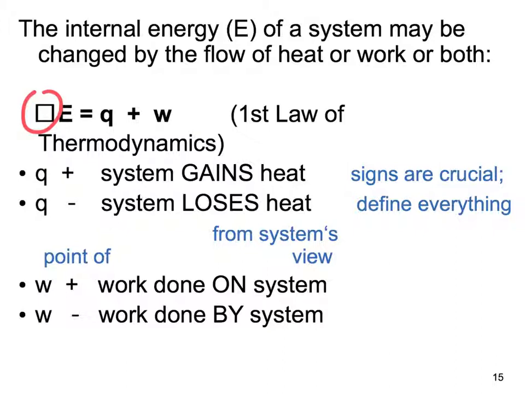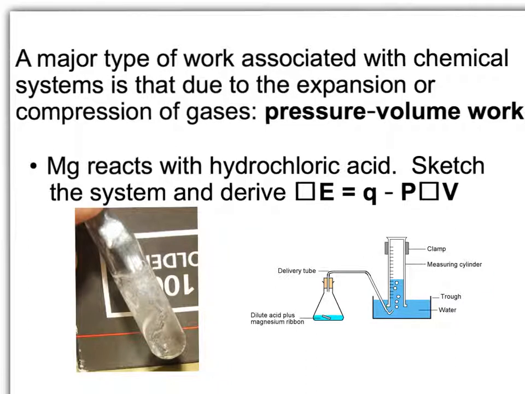If work is positive, then work is done on the system. If work is negative, then work is done by the system. A big area of study when it comes to looking at work associated with chemical reactions in the systems would be pressure volume work. It's the expansion or compression of gases. One example is when you react magnesium with hydrochloric acid. This is what the reaction looks like.